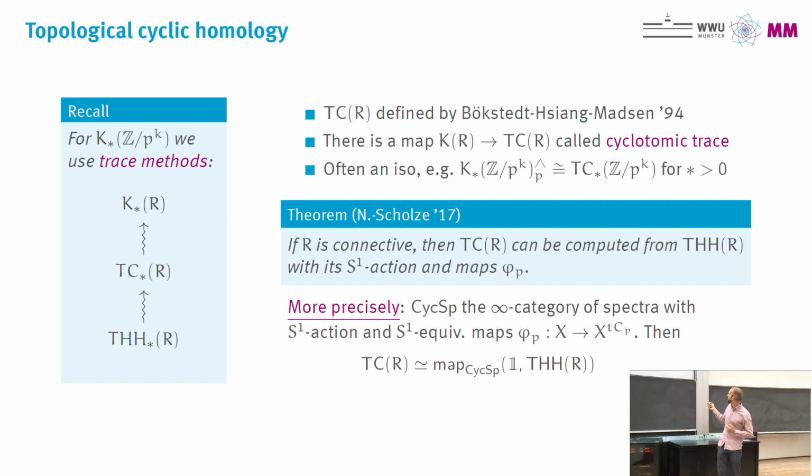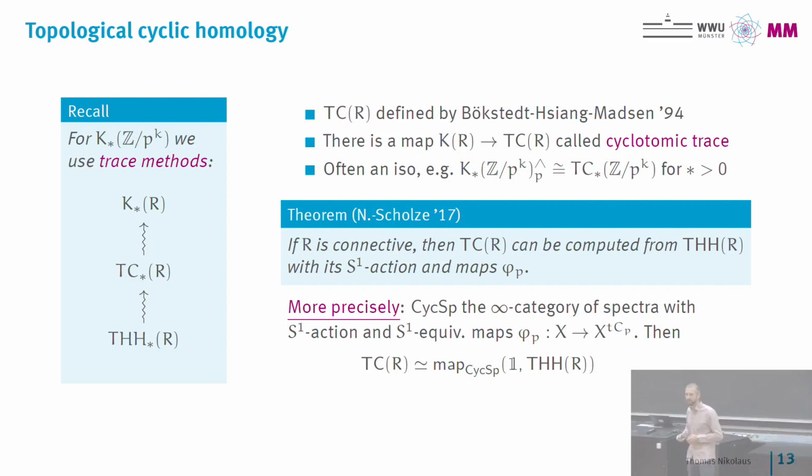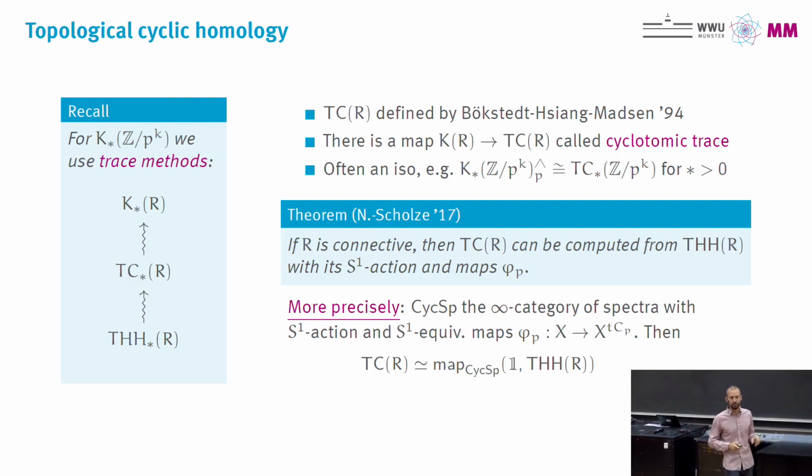And then you just consider this category, and THH is an object in that category, and then TC is just the mapping spectrum from the unit to that. And I think somehow the vision that this should be true is very old. It's due to Hesselholt, and I guess also Blumberg-Mandell had a version of that. I think Kaledin once gave an ICM address where he conjectured something like that to be true, but this was always with a more complicated category of cyclotomic spectra.